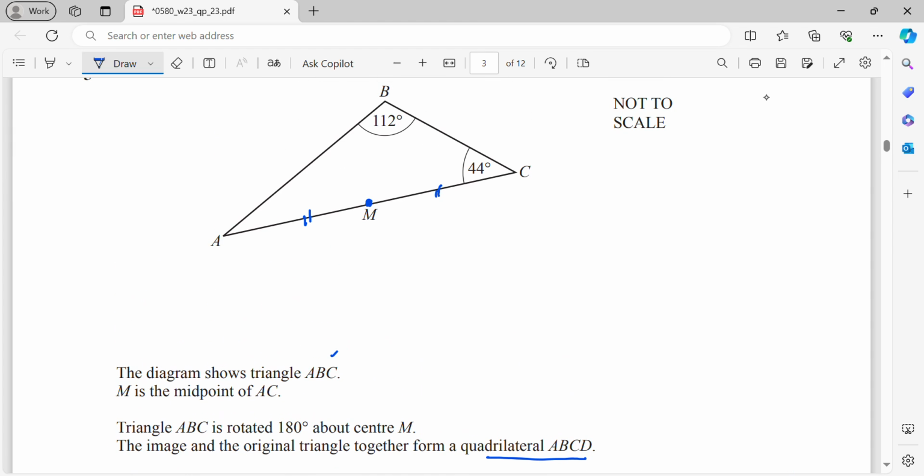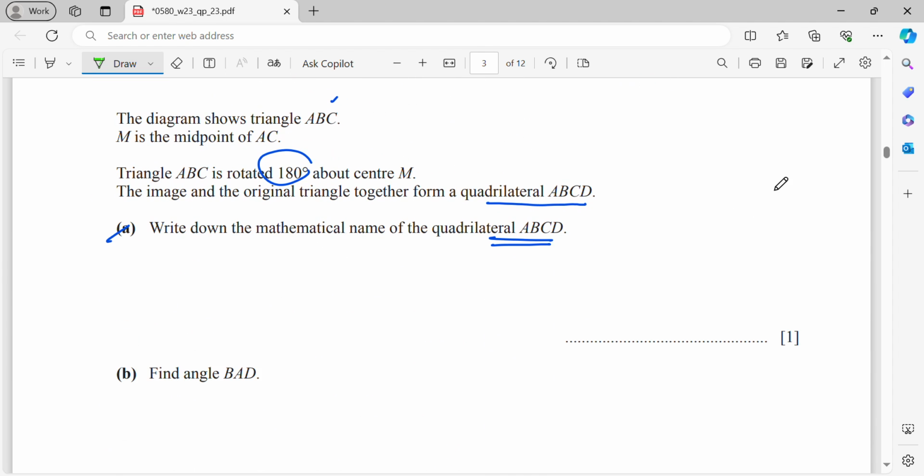Okay, so when you rotate over here for 180 degrees, the B will be just opposite, right? So that means you will be getting this. Then it will be parallel to each other because of the rotation. So it will be the same shape. Okay, so for this case, this is D. This quadrilateral is a parallelogram. Alright, so that's the name of the quadrilateral. So just write parallelogram.